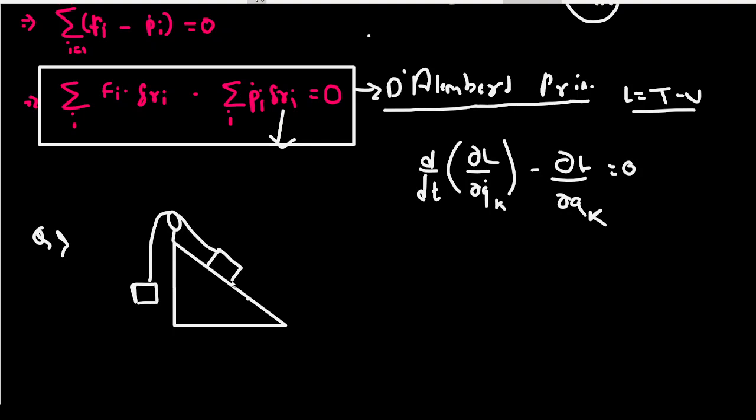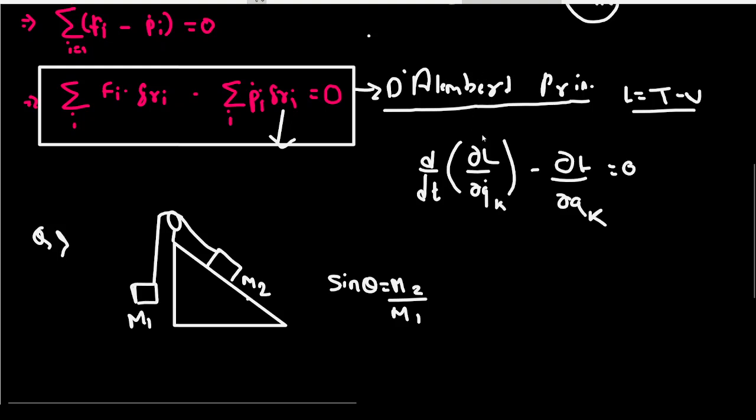Okay, so we want to find the equilibrium condition. Suppose that the masses are m1 and m2, and friction is negligible, because if there is friction it becomes more complex. The surface is frictionless and the pulley is also massless, and we have to find the equilibrium condition. If I remember, sin theta must equal m2 divided by m1. This is what you have to prove, and we proved exactly this with the principle of virtual work, but we can also prove it with D'Alembert's principle.